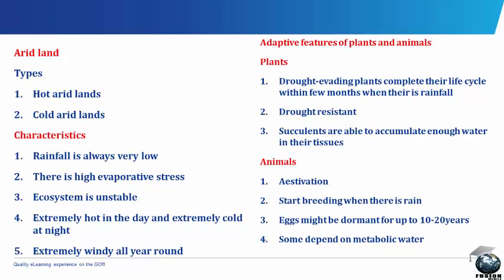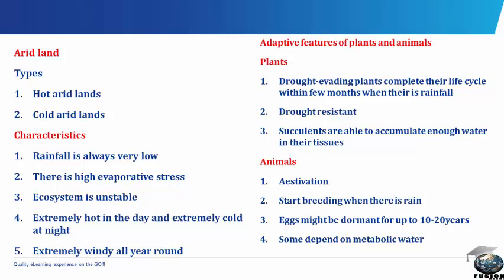The arid land. The arid land is made up of the hot arid land and the cold arid land. The hot arid lands have temperature as high as 77 degrees centigrade, for example hot deserts and semi-deserts, while the cold arid lands have temperature which are never up to 0 degrees centigrade.